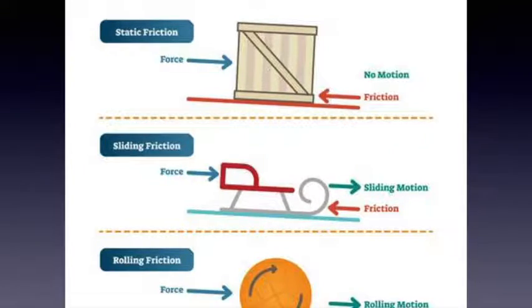Sliding friction. This is when you produce a force and the box is sliding down the ramp, and friction is not able to resist all of the motion, so it is able to slide. Rolling friction: we have a force that is applied to a ball or a wheel, and friction is trying to resist that rolling motion. However, the rolling can overcome the friction and continue to roll.